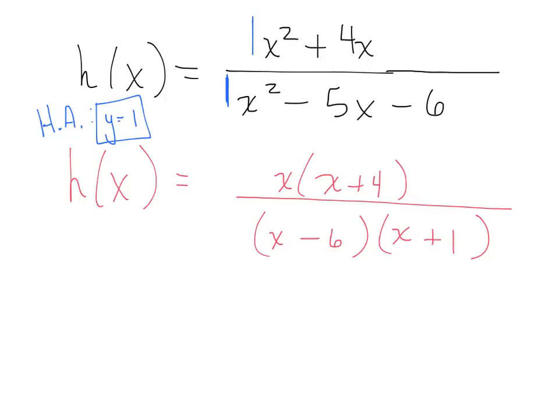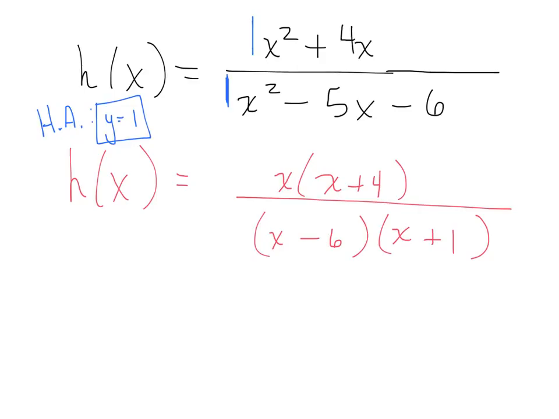My question was, since the degree of the exponents is equal, what is that? We look at the ratio of the leading coefficients. And see how this is a 1 and this is a 1? Oh. So 1 over 1 is just 1. If this had been a 2, it'd be 2 over 1, it'd be y equals 2. Okay?